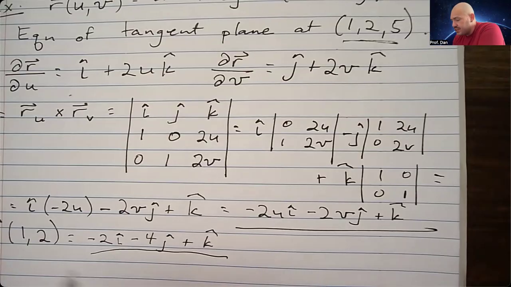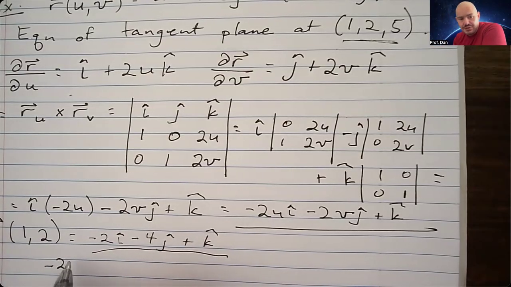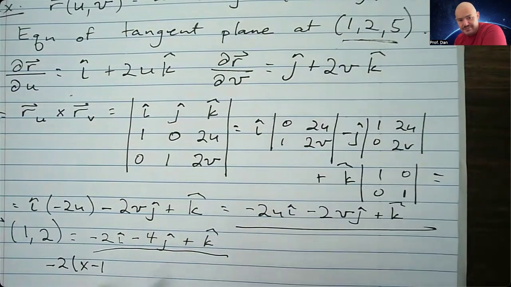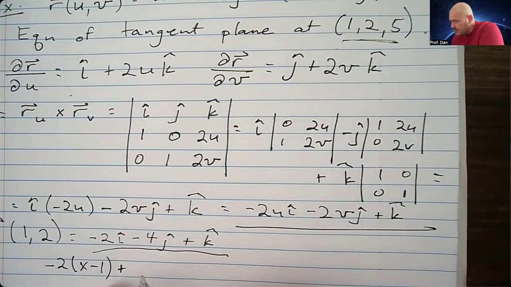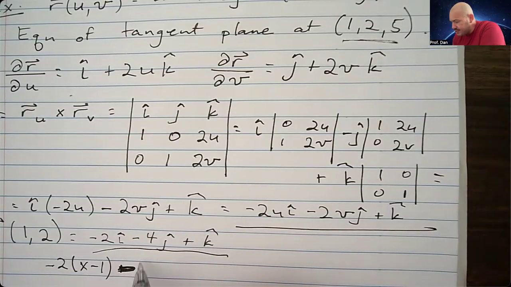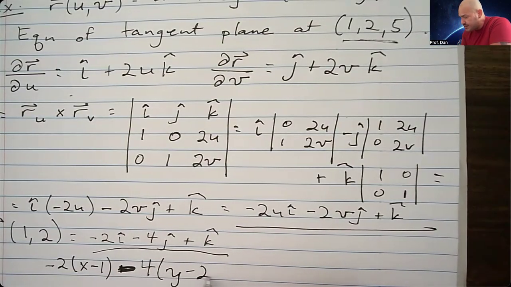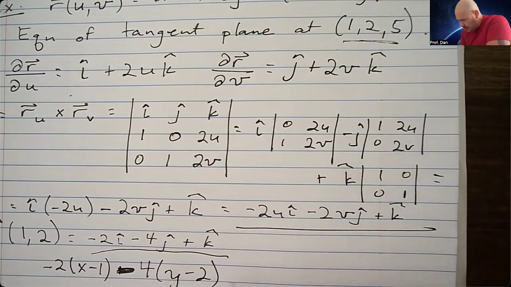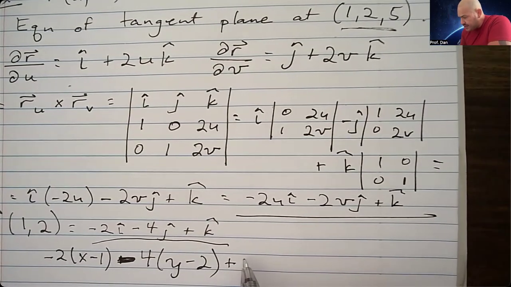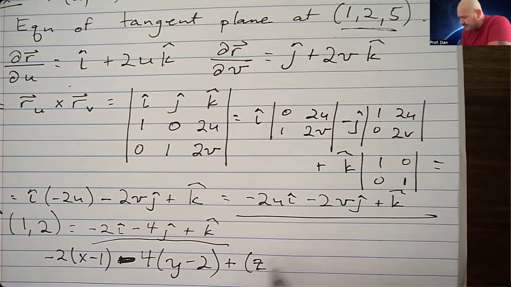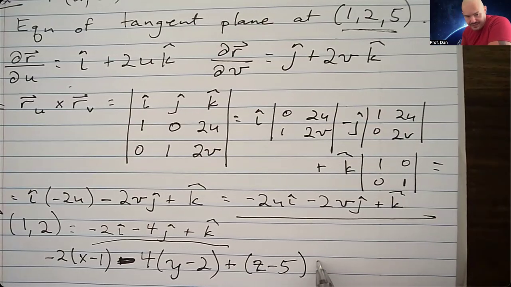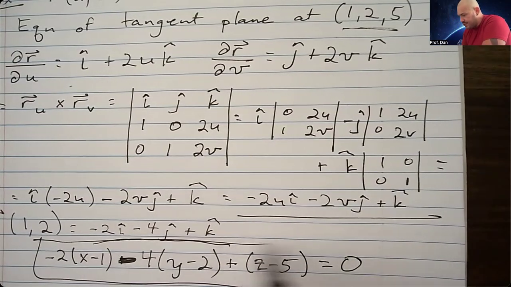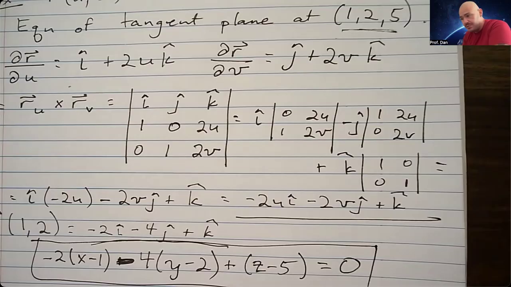So remember, your normal vector gives you the coefficients. So we have -2 for the x minus 1, because 1 is the x coordinate. I shouldn't have written plus, minus 4 times y minus 2 for the y component. And then for the z component, we have plus 1, so plus z minus 5 equals 0. And that is the equation of the plane. That's a totally acceptable answer.